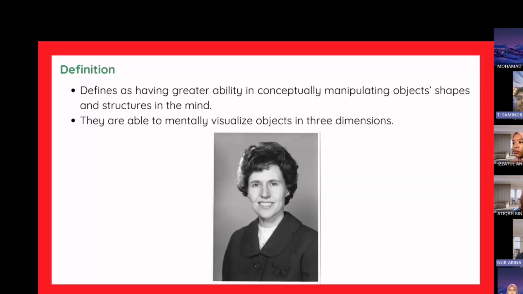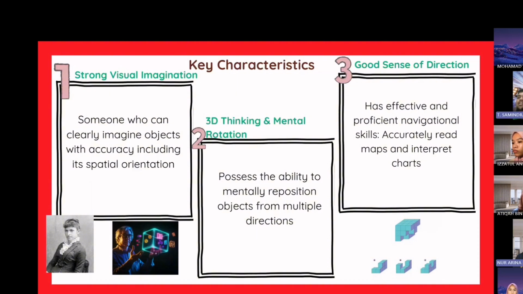Good evening, everyone. Now I'm going to talk about spatial intelligence. The definition is having greater ability in conceptually manipulating objects, shapes, and structures in mind. They are able to mentally visualize objects in three dimensions. Next, these are the key characteristics.